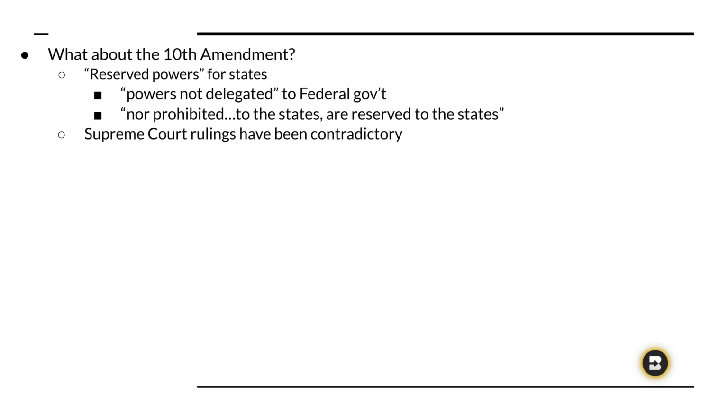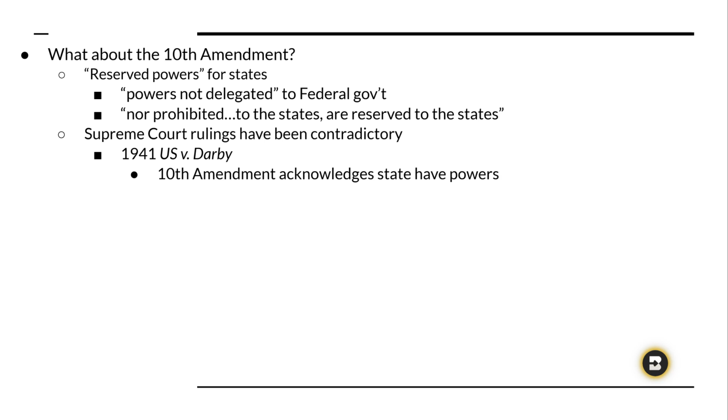And we would hope then maybe in that case that the Supreme Court would kind of iron things out and provide a clearer understanding of what the 10th Amendment does or does not do in terms of the states' powers. Unfortunately, the Supreme Court has contradicted itself over time. In 1941, U.S. versus Darby, the Supreme Court opinion essentially said that the 10th Amendment was just a declaratory statement. It said states have powers, which essentially is just an acknowledgement of the facts on the ground. States did have governments, those governments had powers.